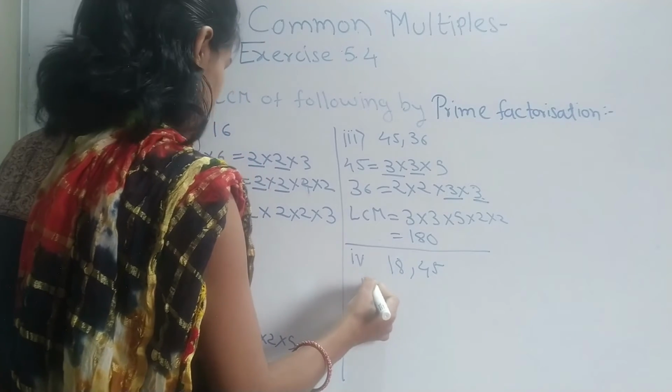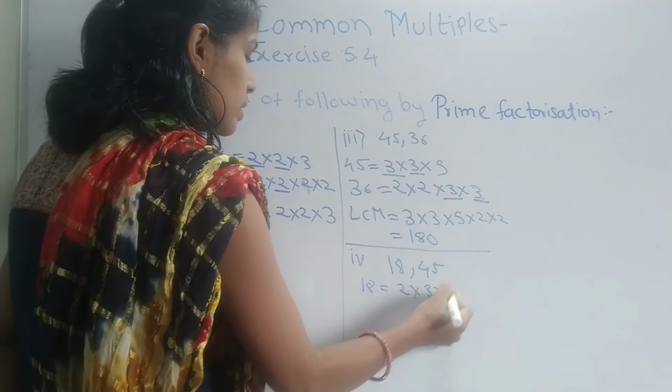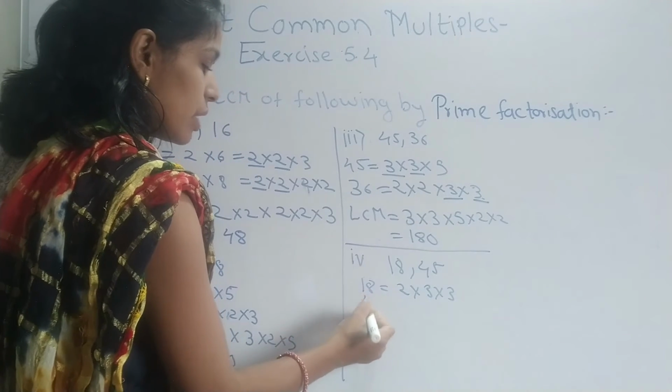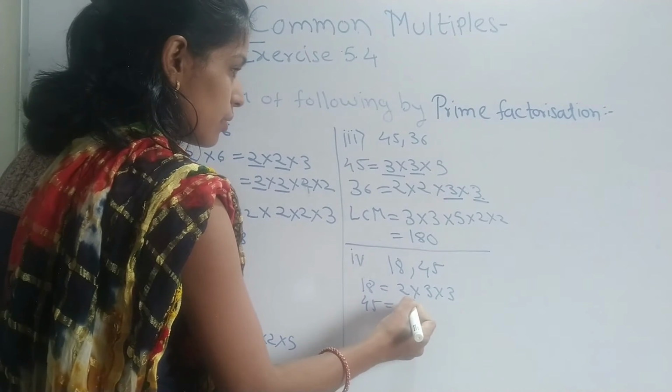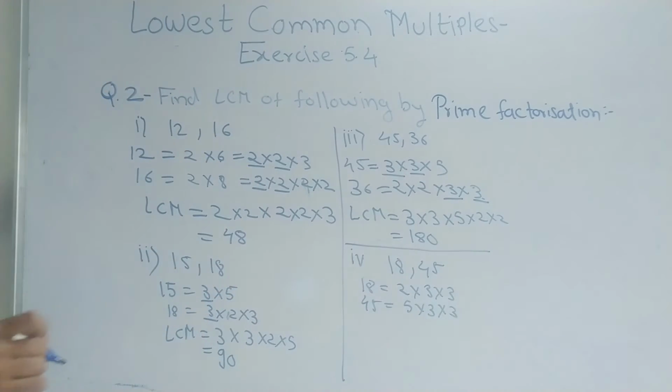18 has a factorization. We have already written the factorization of 18: 2 multiplied by 3 multiplied by 3. Also the factorization of 45 we have written: 5 multiplied by 3 multiplied by 3. You can write it in any sequence.